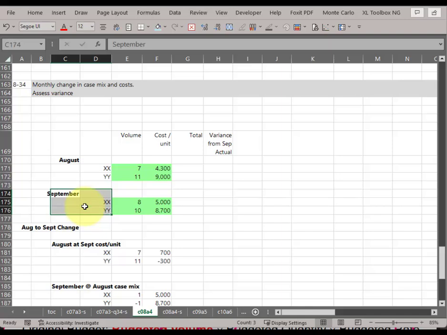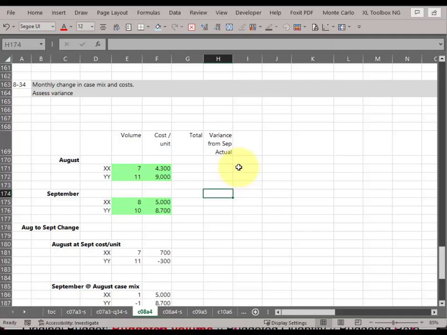The green is for given. They did 7 patients of type X, 11 Y. There were the costs per unit. And they claimed that they were doing such an efficient job, a more efficient job in September, that they would be owed certain favors from the hospital. So the question is, are they really helping?